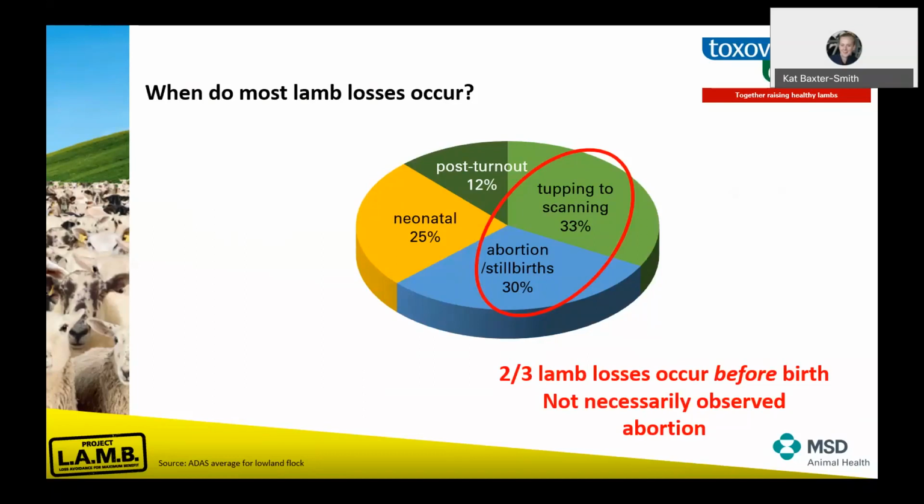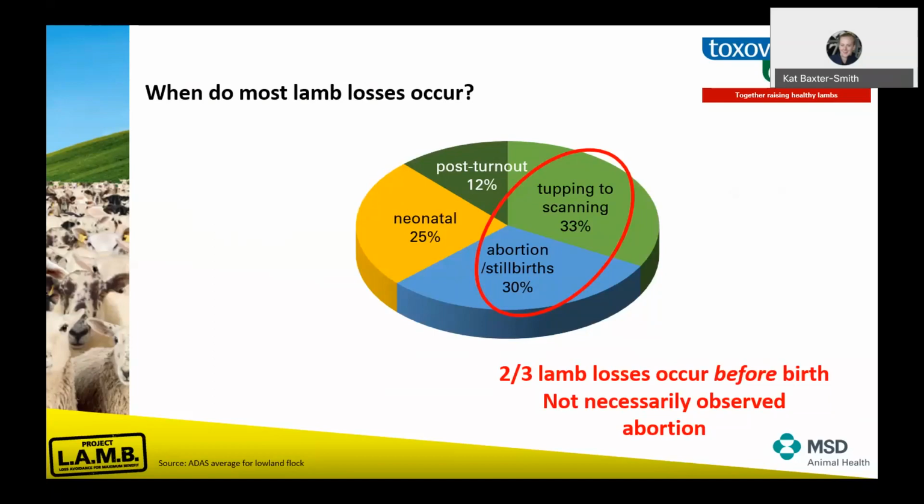Another third are lost as abortions or stillbirths between scanning and lambing. Those could be reabsorbed or aborted into the field, and the farmer not be aware of it until lambing, when the ewe is empty. Again, that could very likely be an infectious cause. 25% are lost in the neonatal period, the first few days after being born. There are infectious causes, things like navel ill and joint ill, but it could be non-infectious, such as exposure or being sat on, so plenty of causes there.